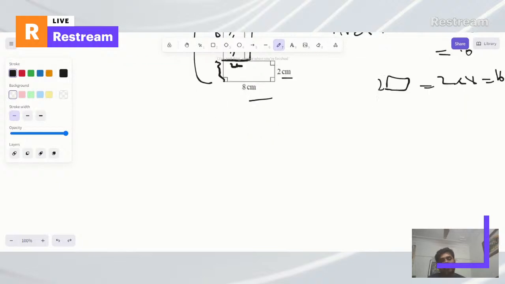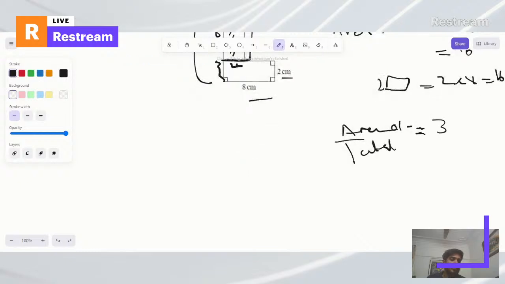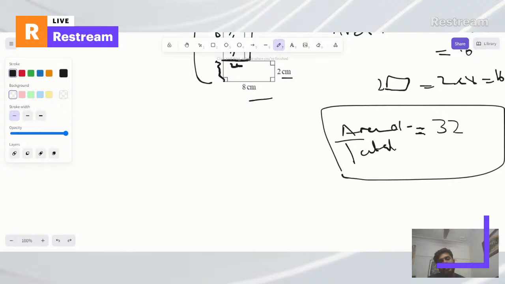So now the area of the total figure would be 16 plus 16, which makes up 22, right? So that's the area of the total figure. I hope this is pretty simple. This has nothing to do with a lot of difficulties, right? So this was pretty simple.